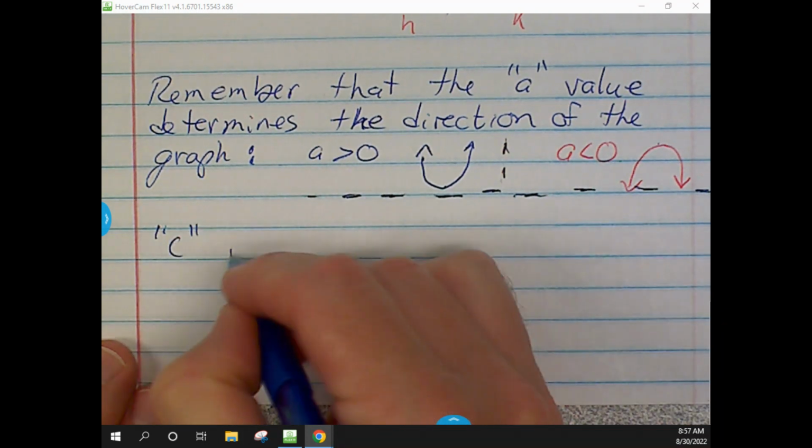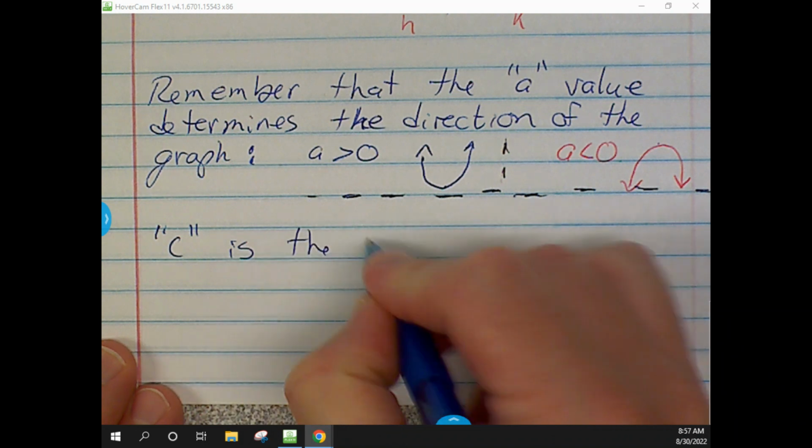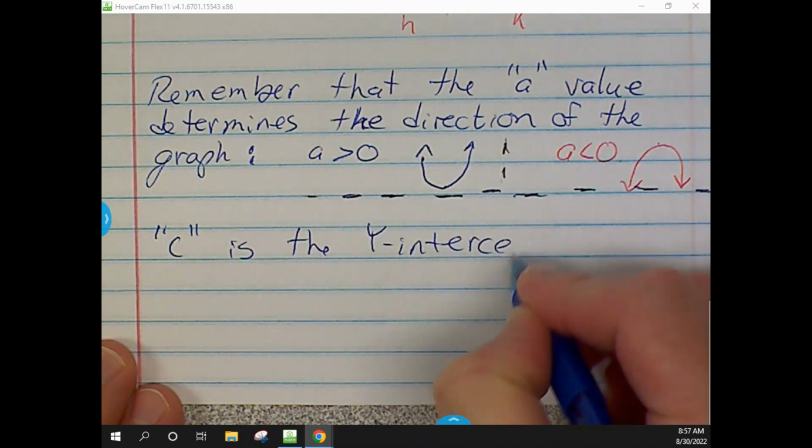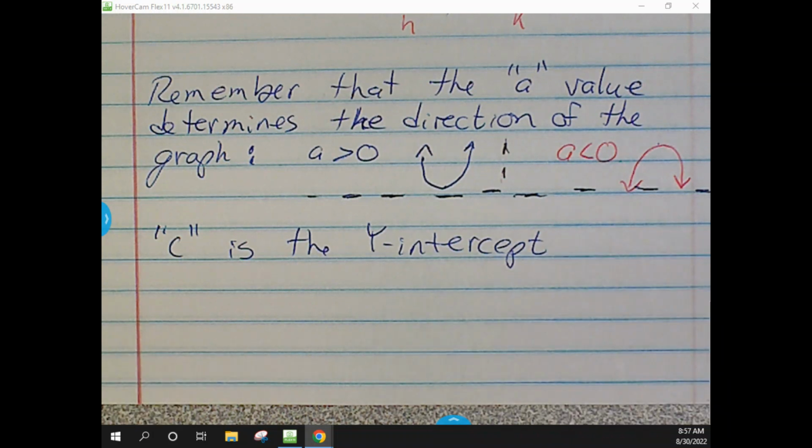C is the y-intercept. So the a is going to tell you the direction of the graph. The c tells you where it's going to cross the y-axis. So a lot of times if you've got the vertex, you don't have to go back and plug in points, especially if it's fractions like we had yesterday. You may not have to go back and plug in points because as long as you've got the c value, you've got another point that's on the graph that you can graph and have that part of it there.